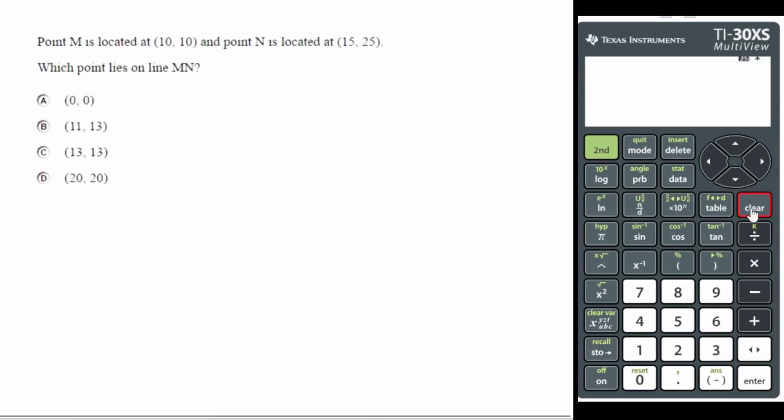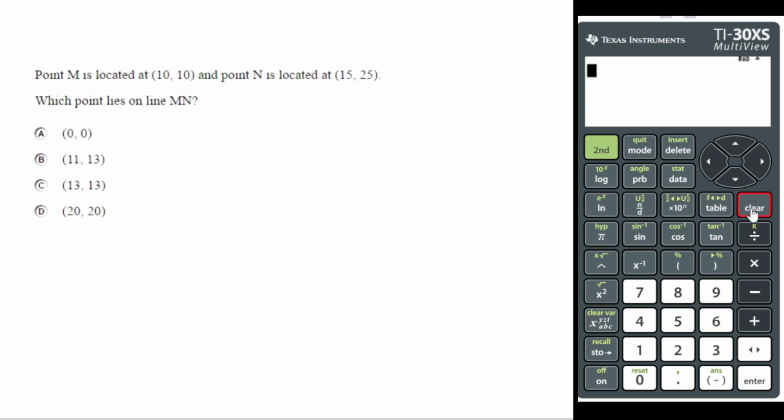All right. So, final question for this video. Point M is located at 10, 10 and point N is located at 15, 25. What point lies on MN? Now, before we even calculate a slope, I want to point out something. You will notice that we're starting at a point where x and y are the same. Okay? And we're finishing at a point where x and y are not the same.